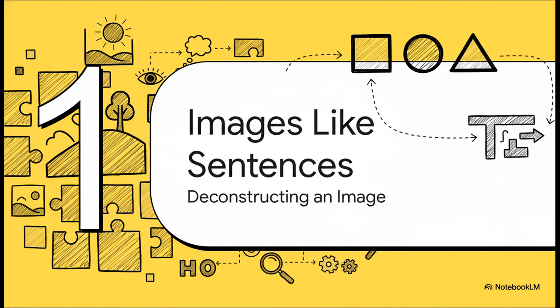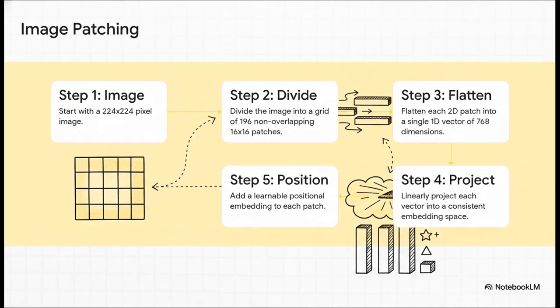All right, so the first and most brilliant leap the Vision Transformer makes is this. It stops looking at an image as just a grid of pixels. Instead, it decides to treat it like a sentence made up of visual words. But how do you find words in a picture? Well, it turns out you just make them. And here's how that works, step by step. First, you take a regular image and you just chop it up. You slice it into a grid of smaller, non-overlapping patches. In this case, 196 of them.